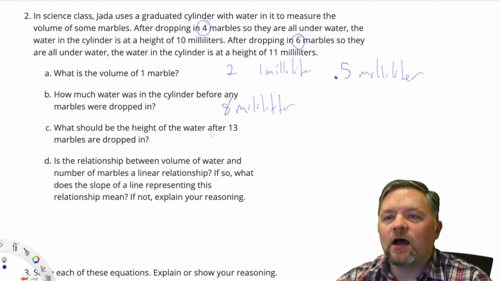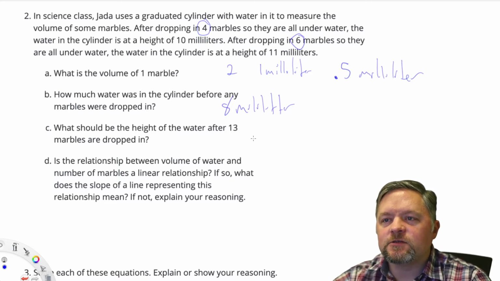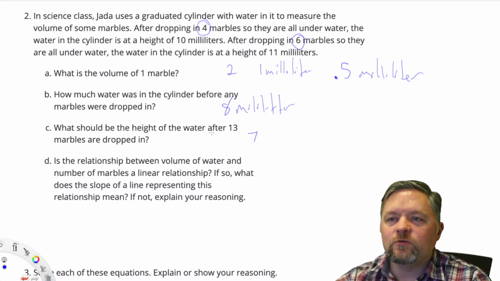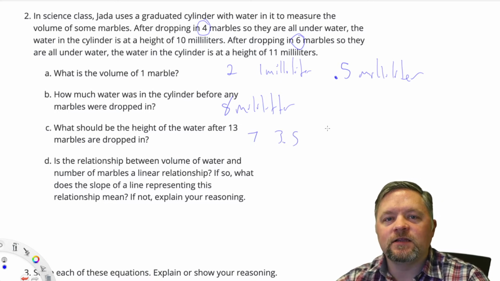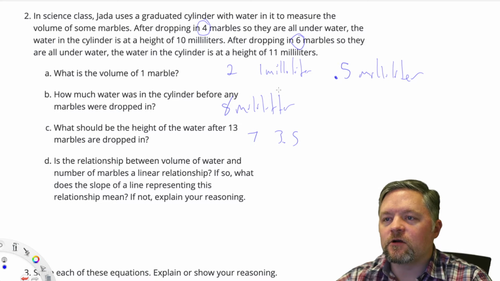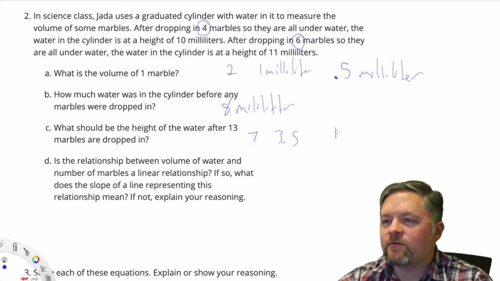What should the height of the water be after 13 marbles are dropped in? Well, we were at 11 for 6 marbles. Going from 6 marbles to 13 marbles is 7 more marbles. And at 0.5 milliliters each, that is 3.5 extra milliliters of water, or of height. So we were at 11. 11 plus 3.5 is 14.5.